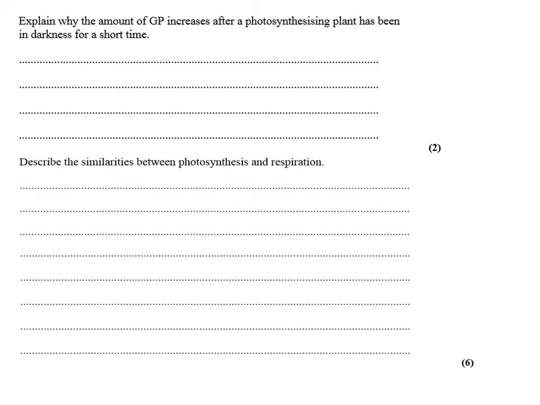So further building on what we've just written down then, the next question this time says, explain why the amount of G3P increases after a photosynthesizing plant has been in darkness for a short time. So we can take our highlighter pen, we can highlight G3P increases after the plant's been left in darkness for a short time. And there's 2 parts to this answer. So 2 markers, we need 2 separate sentences to get the 2 marks.